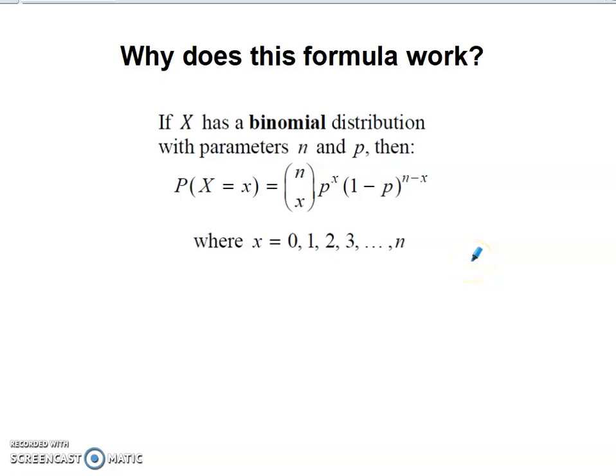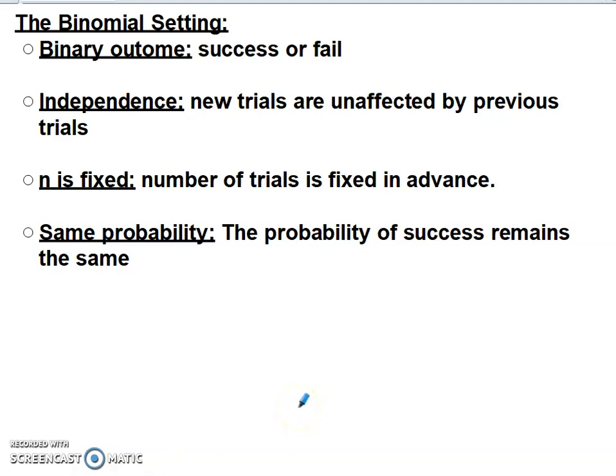The goal of this video is to try to shed some light on why this formula right here for the binomial distribution works. What are the components of this that cause it to give us the accurate answers that it does? Now, in order to use this formula, you have to be in the binomial setting.